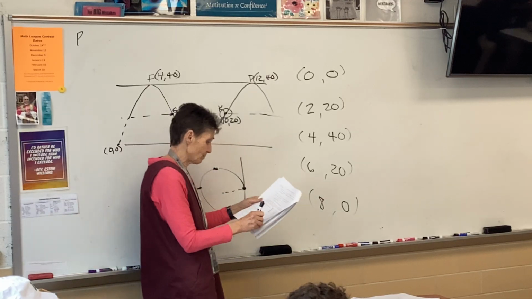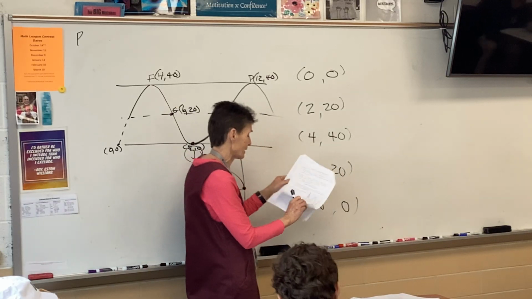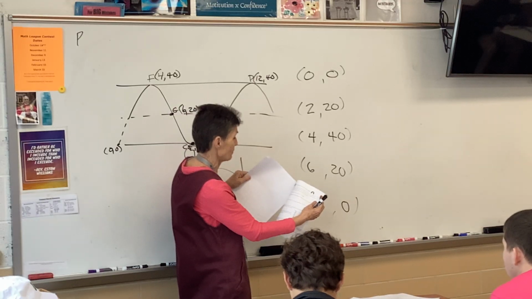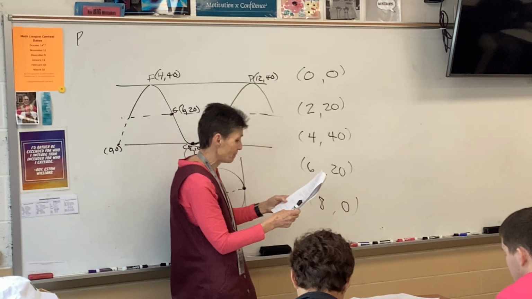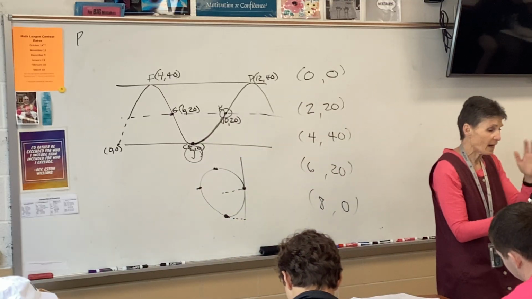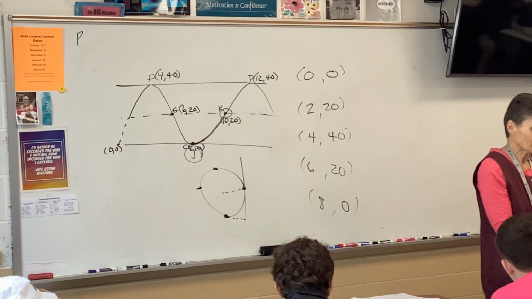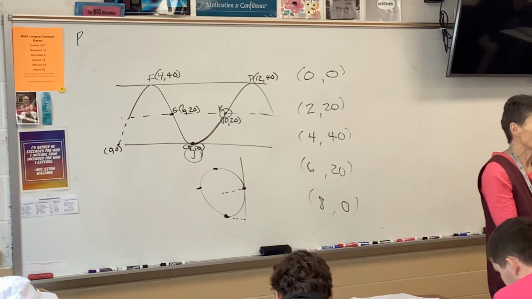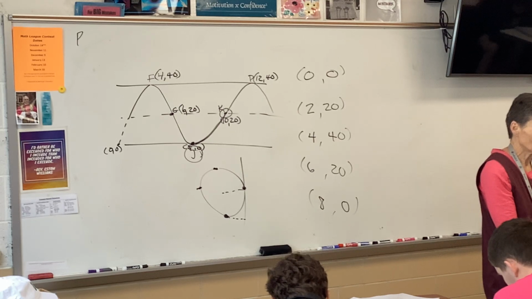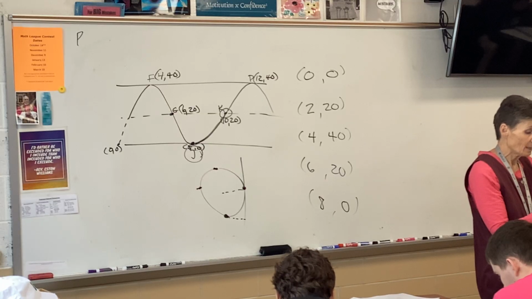When the bell rang yesterday, we were at the back of page 3 in our notes. I numbered it this time for page 3. We were talking about the tides, the height of the water. We determined that the period of this thing is 12 hours. You can tell that from the picture. Low tide to low tide is 12 hours, or high tide to high tide.